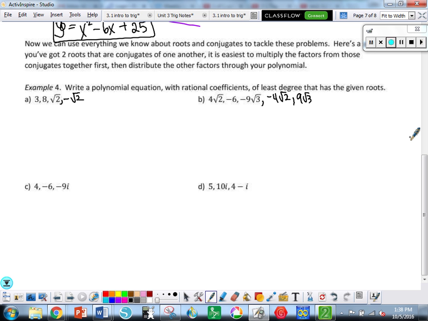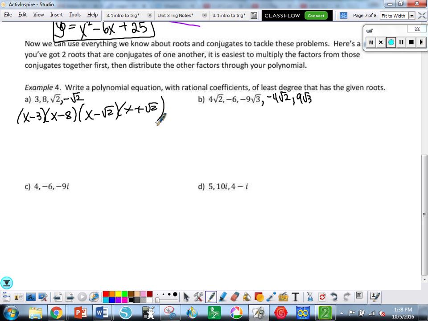The easiest way to do it, this is going to be an x to the 4th, right? Because there's 4 roots. So I'm going to multiply these two together first. Is that okay? And we're going to get something. Then we're going to multiply this next, and we're going to get something. And then we'll take whatever we get from those and multiply those together. I jumped from A and now back to A.